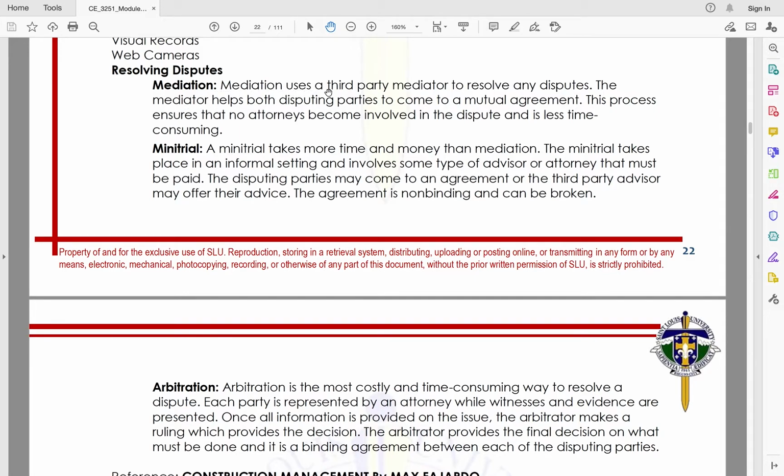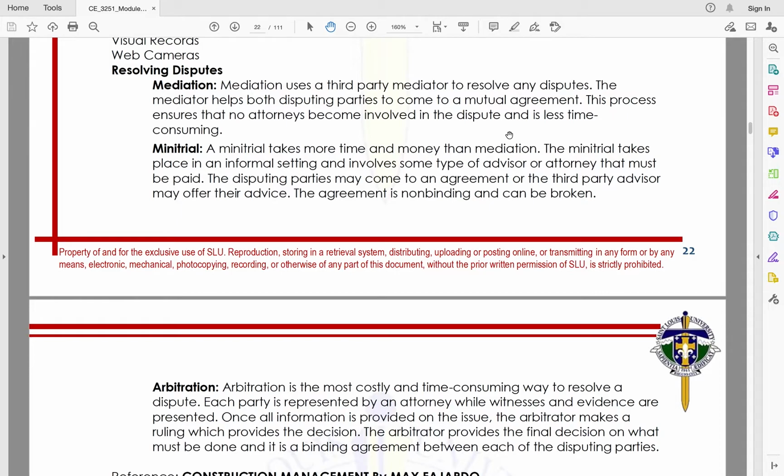So mediation uses a third-party mediator to resolve any disputes. The mediator helps both disputing parties to come to a mutual agreement. I repeat, to come to a mutual agreement. So this process ensures that no attorneys become involved in the dispute and is less time consuming. So pag-uusapin mo yung dalawang tao, then you will come up to an amicable settlement. Okay? If that would be the case, or kung nakapagpatawaran, then well and good.